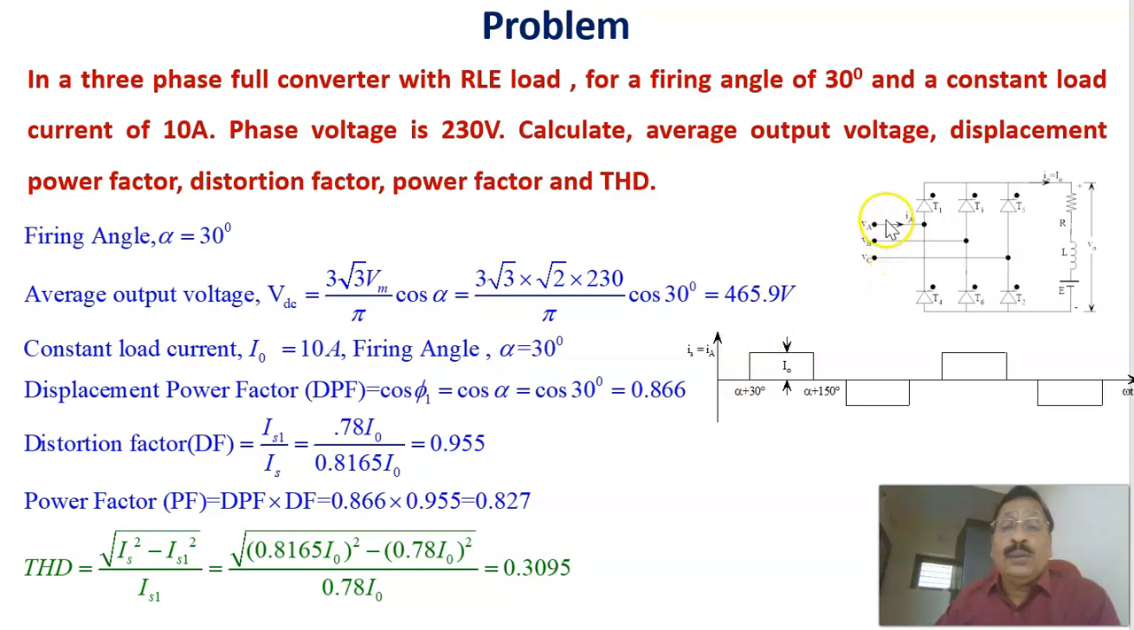Now, if you draw the corresponding current through phase A, it is like this, which we have already seen. From alpha plus 30 to alpha plus 150, where you can substitute alpha as 30, the corresponding current is equal to plus 10 amperes. From alpha plus 150 to alpha plus 210, it is equal to 0. And from alpha plus 210 to alpha plus 330, it is equal to minus 10 amperes. Therefore, this is the shape of the current through phase A.